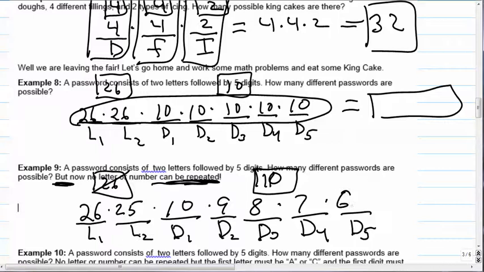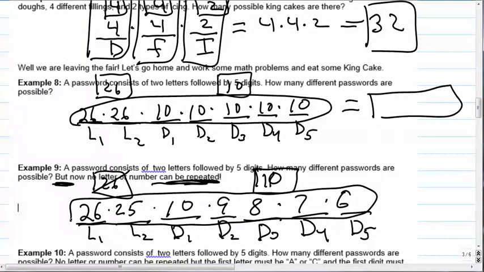So once again, I have order here. Step 4, there's order. Because it's a password, since I have order, I'm not dividing, so do the product of all these numbers here. That would be your answer. It's going to be pretty large.